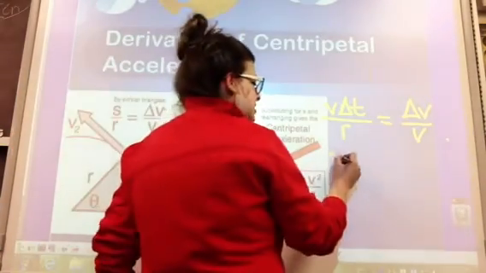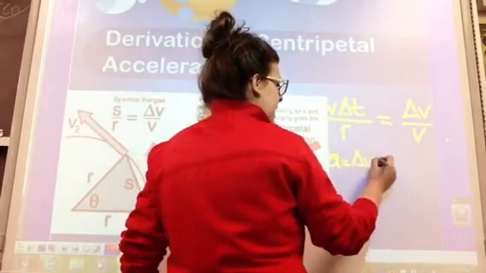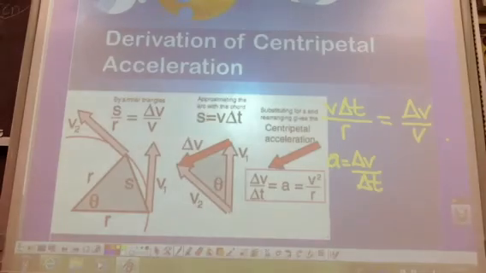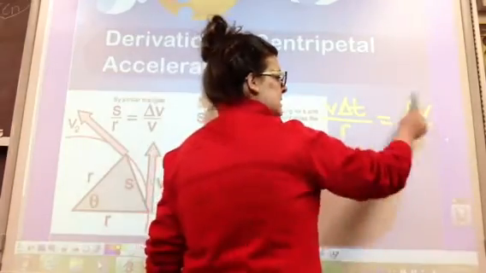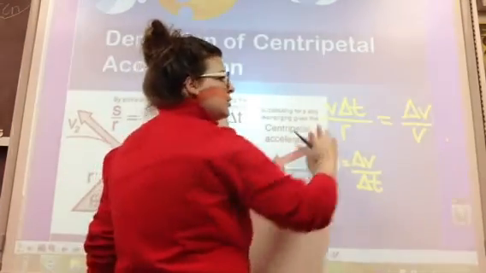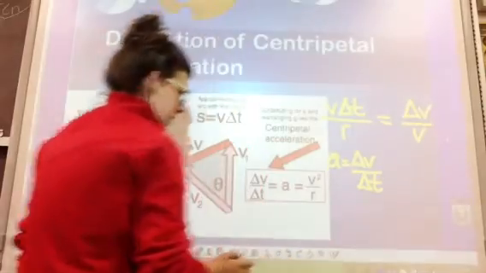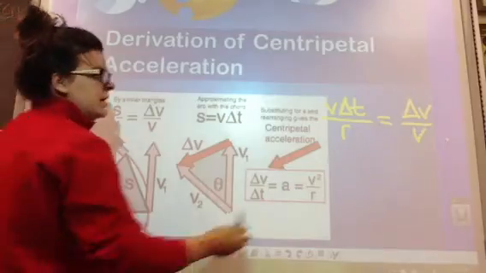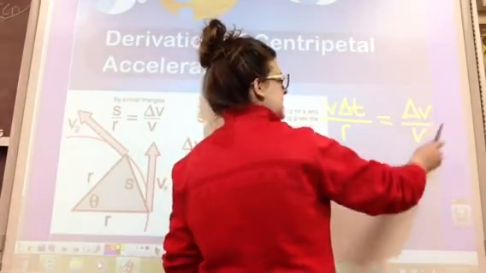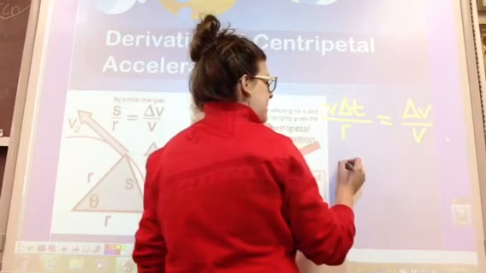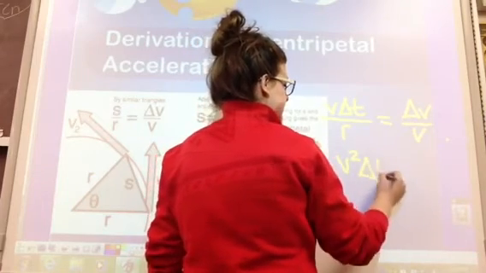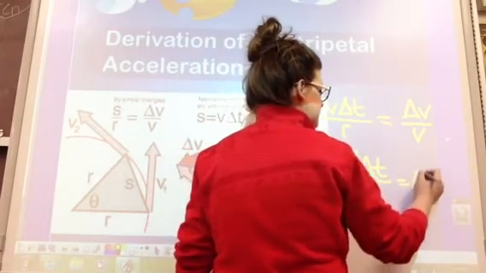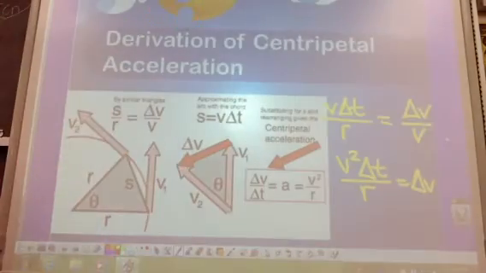I know that acceleration is the change in velocity over the change in time. So I have this change in velocity, and I have this change in time. So if I rearrange this, let's say I multiply this v on both sides. So that v would cancel out. I'd end up getting v squared times delta t over r equals that change in velocity.